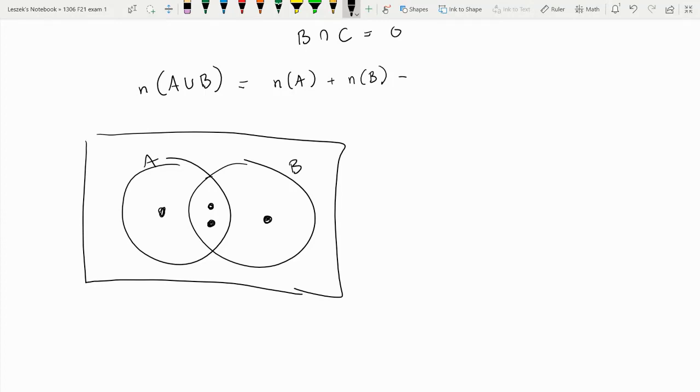So what you do is you subtract the number of things in the intersection of A and B once, not because you're not counting the intersection at all, but because you're counting it twice, so you've got to compensate. And that way you count each region exactly once. So this is called the addition rule.